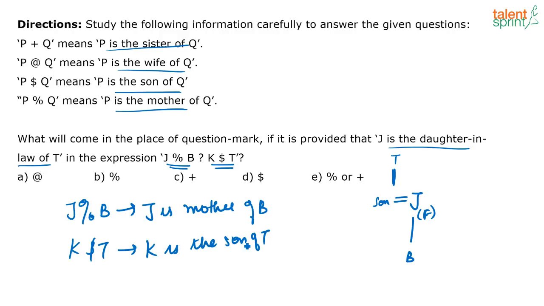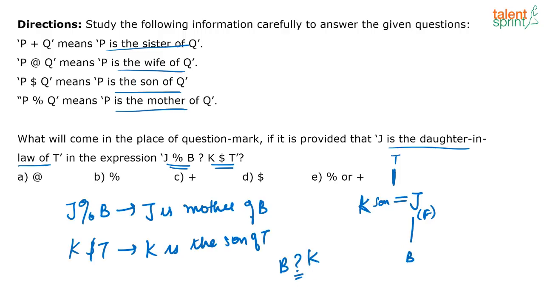Next they have given that K is the son of T. So if they give K is the son of T, which has to be K? This obviously has to be K, because these are the only people that are given. Now the question is, what is the relationship between B and K? K has to be the father of B, or B is the son of K. Correct? I can say that B is the son of K.